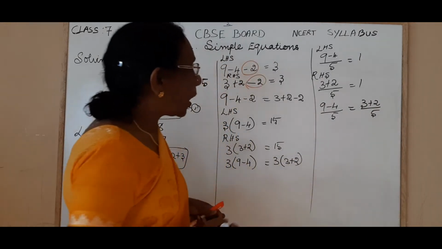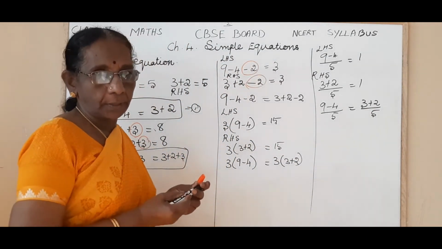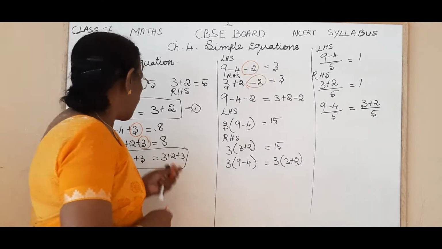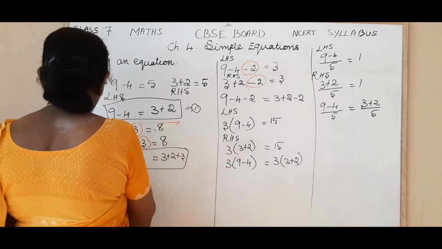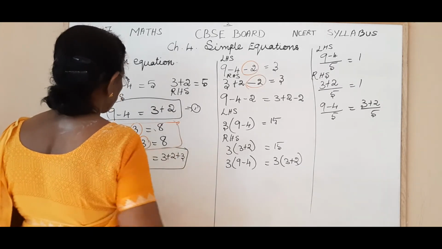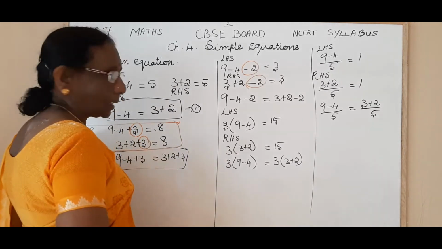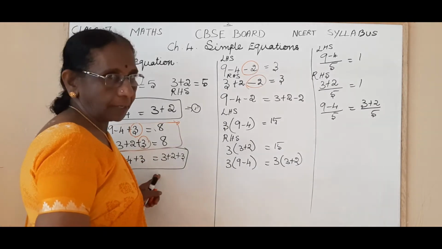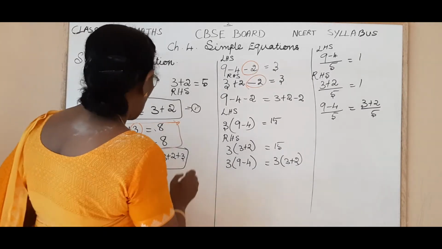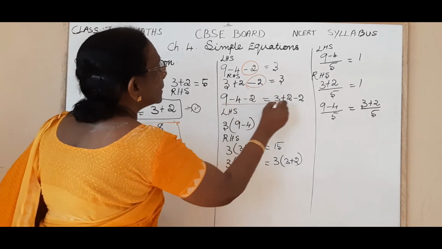So from all these 4 operations, what have you done? Here you have added the same number to the left hand side and right hand side. You are getting the same answer. The equality is maintained. And here you have subtracted.